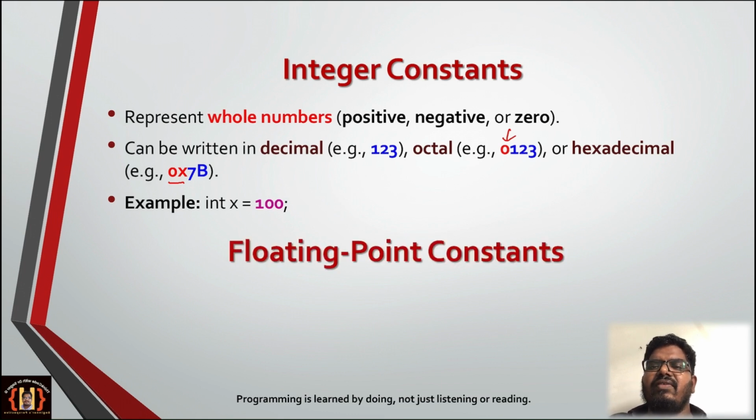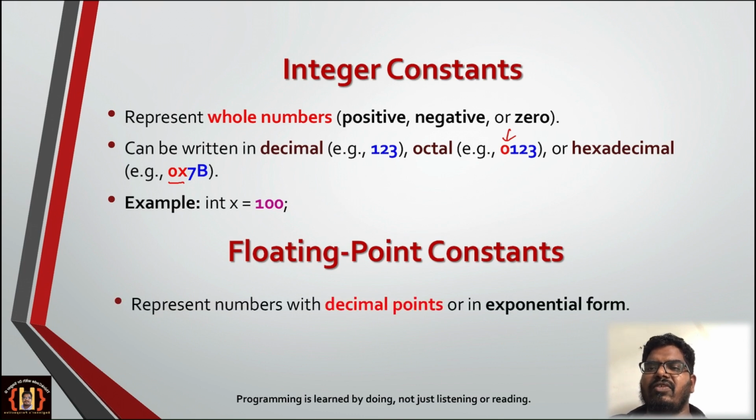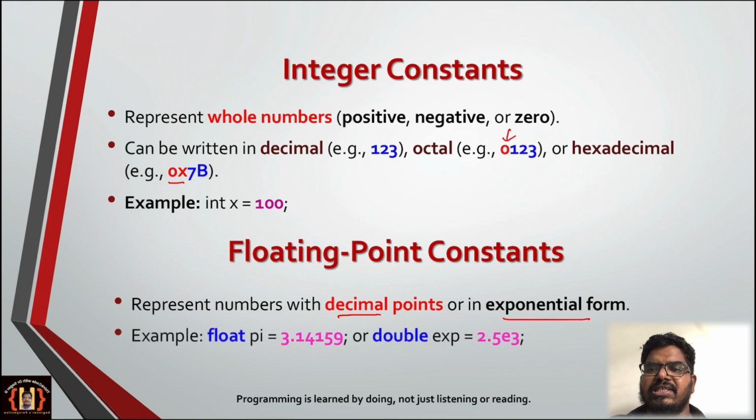Similarly, we have floating point constants. Float data type means what? Usually the numbers are in terms of decimal points, or sometimes even exponential form. So these represent numbers with decimal points or exponential form. You can see one example here: pi is a constant, 3 point something, and exp is a constant. You can see 2.5e3. These are all floating point constants. And 100 is an integer constant.